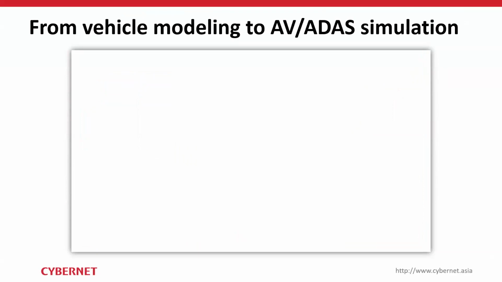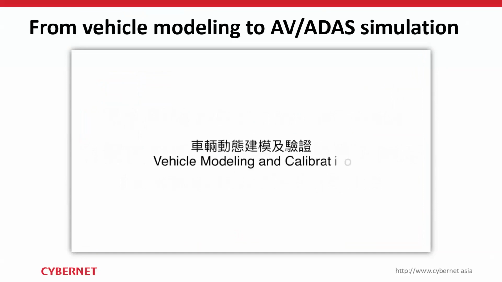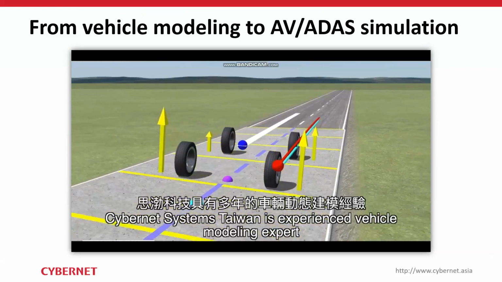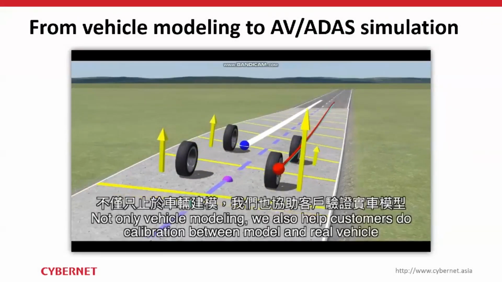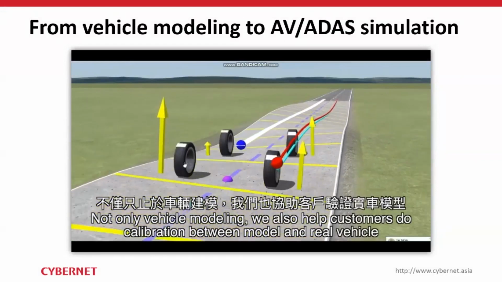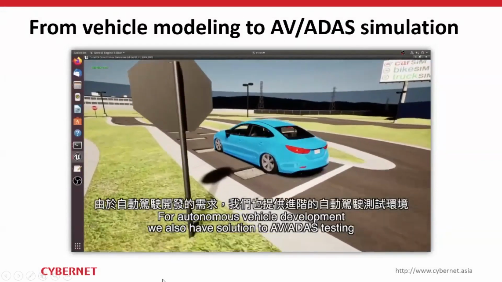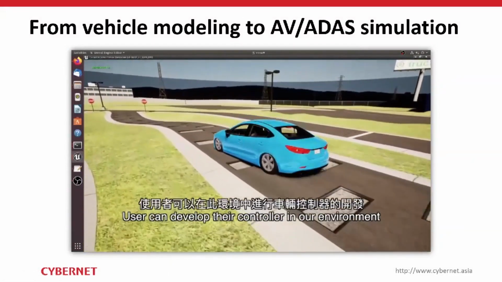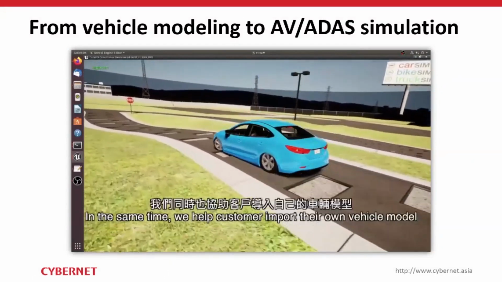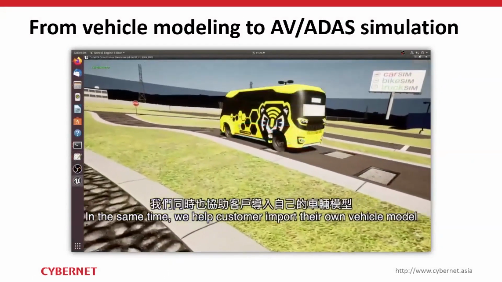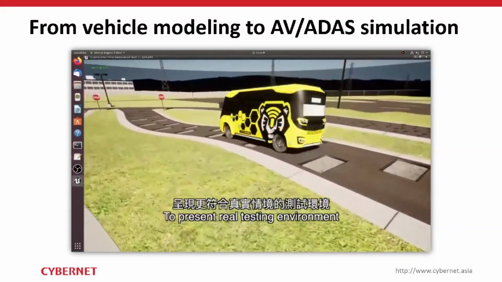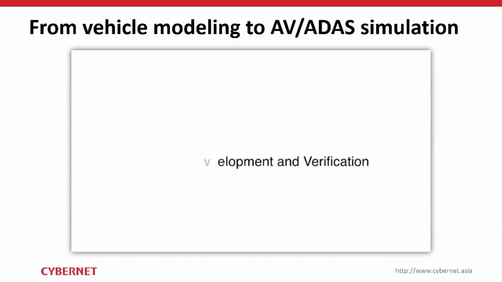In conclusion, we help customers build up their vehicle model and do the VMV. We have lots of experience with vehicles of every scale. Through the VMV we have mentioned, customers can build a real vehicle in CarSim or TruckSim. At the same time, we have an advanced environment for AV ADAS requirements. Customers use our solution to develop the controller. We also help customers import their vehicle model from CarSim to present a real testing environment.